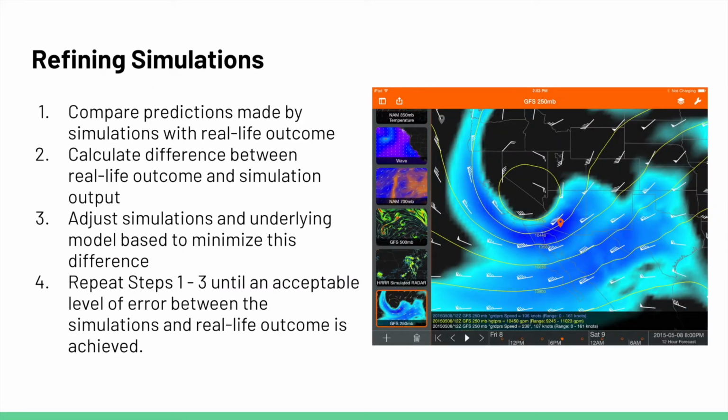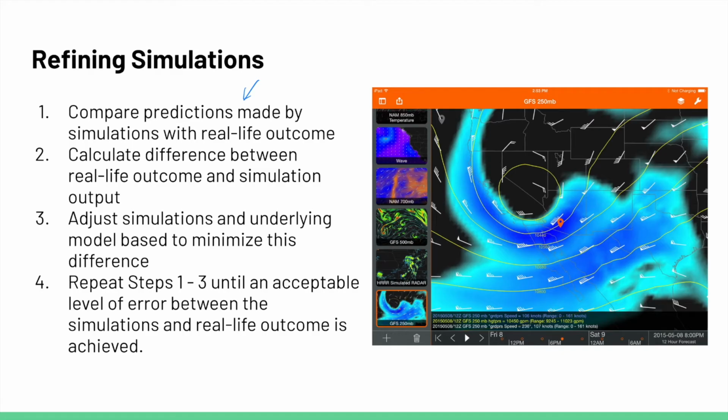Now, once we've made simulations, we want to refine those simulations. And there are some ways to do that. We can compare predictions made by simulations with real-life outcomes. So we run a simulation for some time period for which we already know what the result is. And then we compare that to what we actually know happened, right?